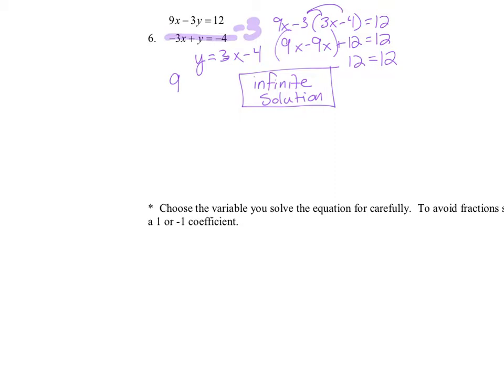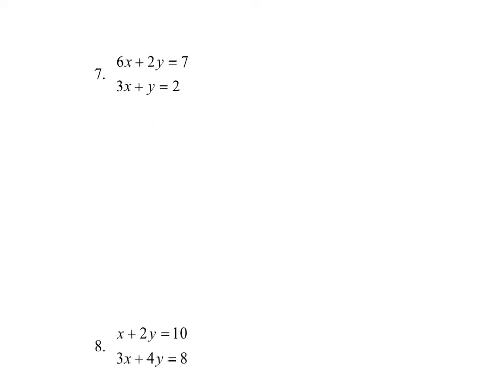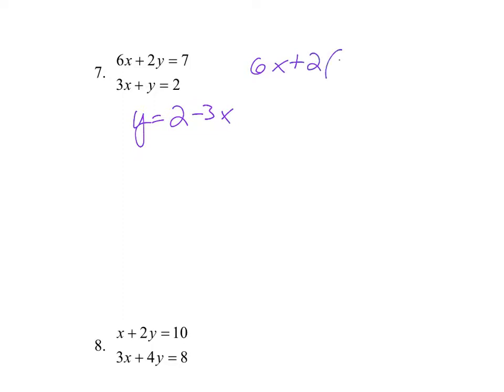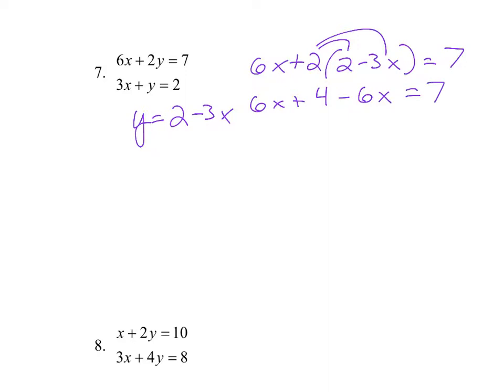Moving on to our last set of problems. Nope, just 3. Okay. 9x plus 2y equals 7. So I'm going to take the second equation and solve it for y, and then plug it in. 6x plus 2 times (2 minus 3x) equals 7. Step 2 is to distribute. 6x plus 4 minus 6x equals 7.